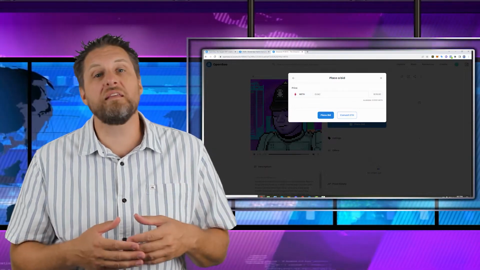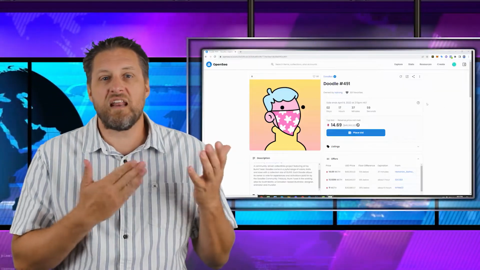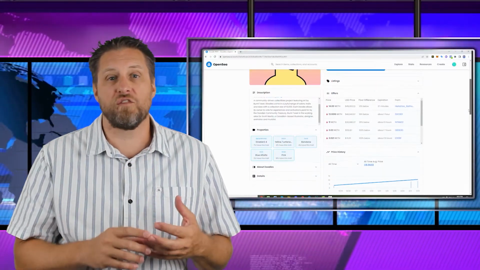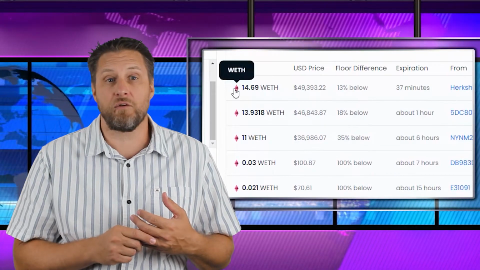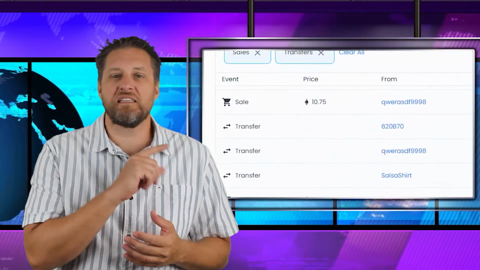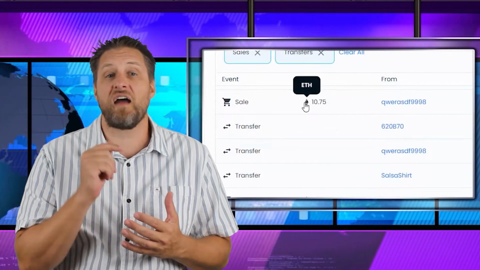You also need Wrapped ETH to bid on an auction. Looking at this NFT listing, you can see both in action. Here it is up there as an auction for 14.69 Wrapped Ether. Below are the last offers, all in Wrapped ETH. And then down here, you can see it last sold for 10.75 Ether.